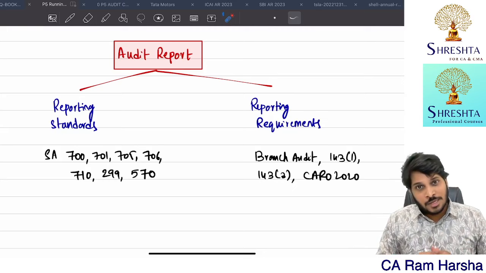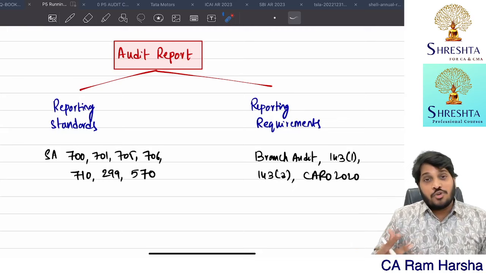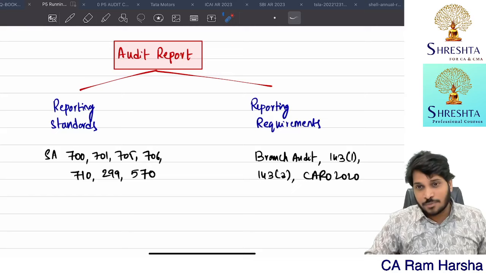So our objective is to give opinion through an audit report. How to prepare that audit report? Easy question. And for that, we are learning through this chapter how to prepare audit report.